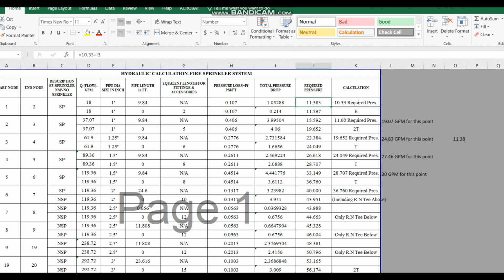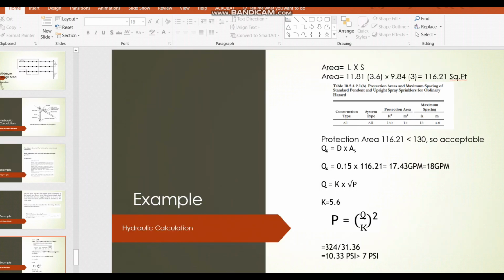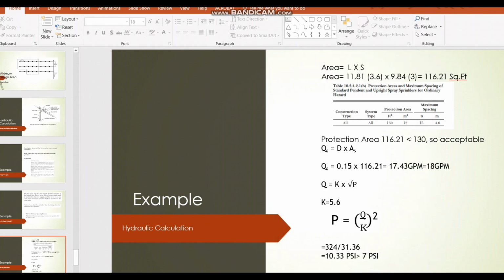Okay, so now we need to find out the pressure and the flow required to start the calculation. So in our calculation, if you see here, this is 3 meter for the sprinkler and this is also 3.6 meter. So we have to start from here. So 3 meter, if you convert this to feet, it will be 9.84. Similarly, 3.6 meter is 3.6 into 3.28, it will be 11.808. Okay, if you round it off, it will be 11.81. So I put the same value, 11.81 into 9.84.